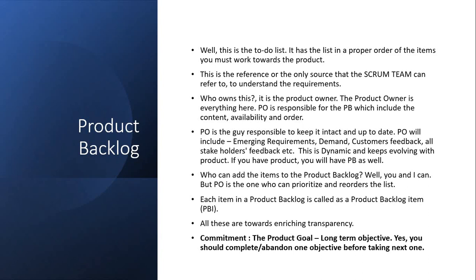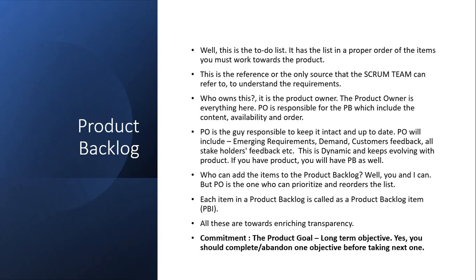So it keeps evolving with the product. If you have a product, you will have a PB as well. You have a product alive, you have a product existing, so product backlog will also exist. So who can add items to the product backlog? Well, you and I can do that, but the product owner is the one who will prioritize it and reorder it. Each item in the product backlog is called a product backlog item. We call it PBI. All these are towards enriching transparency, making it much easier for inspection and to meet the target.